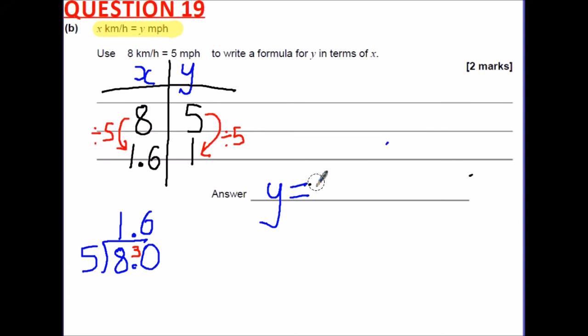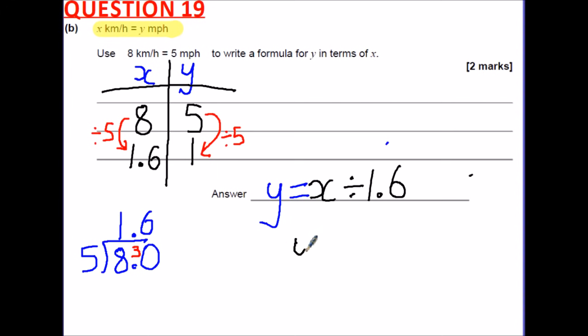So why is it divided by? It's because our speed in miles per hour, which is y, is smaller than the speed in kilometers per hour. We've got it here as a ratio of 1 to 1.6. When one of the numbers is 1 and the other number isn't a 1, the conversion factor is the other number which isn't 1. So the conversion factor for this one is 1.6. So we're either going to times or divide by 1.6. So y equals x divided by 1.6.